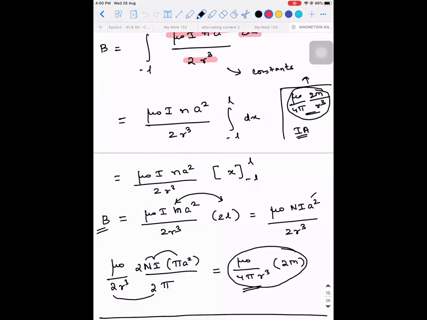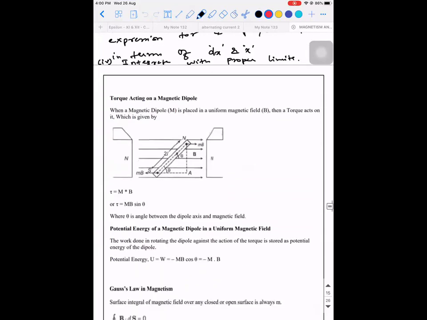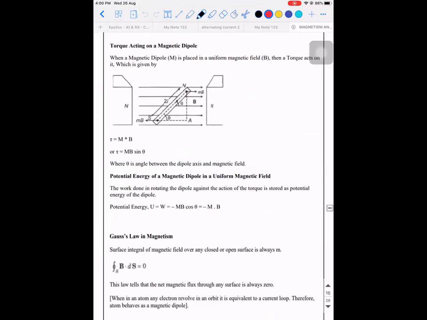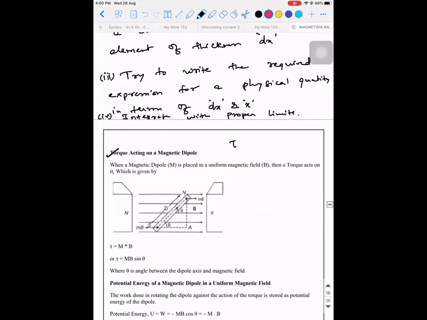So I'm moving on to the next concept. The next part is torque acting on a magnetic dipole. You guys remember what the torque acting on an electric dipole is? Torque is equal to P vector cross E vector, where P vector is the dipole moment and E is the electric field. So it is the cross product between the dipole moment and the electric field.